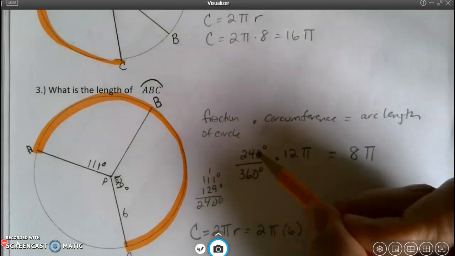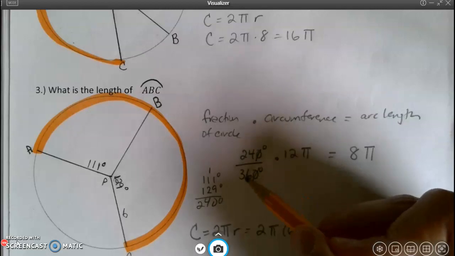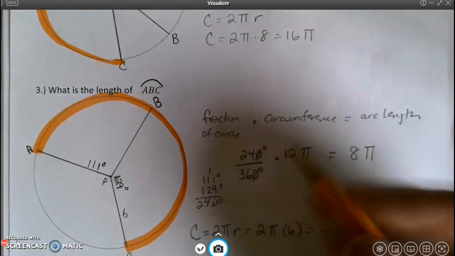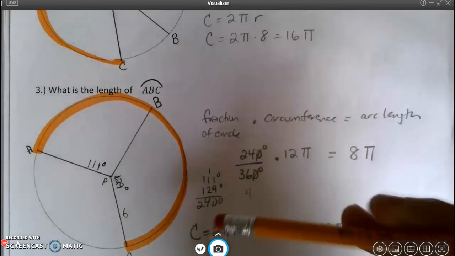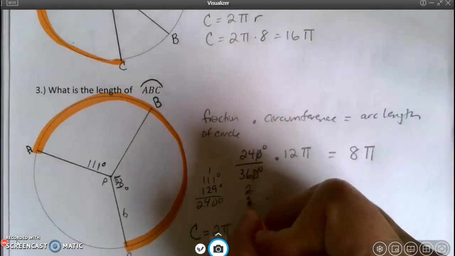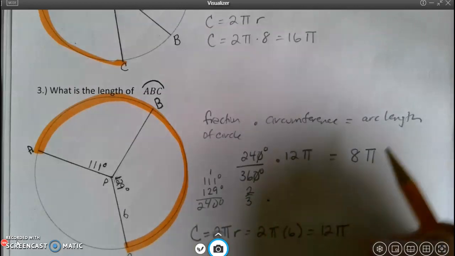This 240 out of 360, I could divide by 10, and 24 out of 36, they can both be divisible by 12, which gives me 2/3, and 2/3 of 12 is 8, so 8 pi.